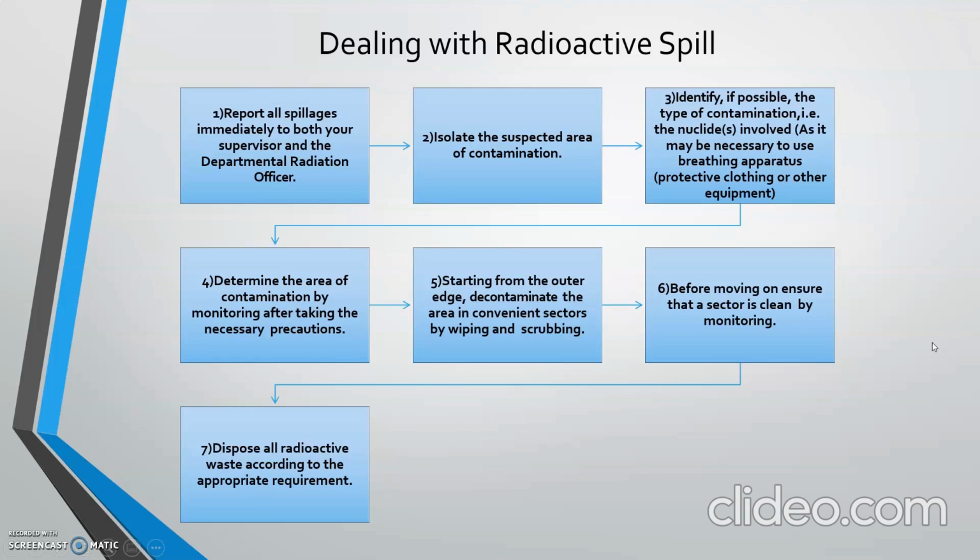For dealing with a radioactive spill, first you need to report all spillage immediately to both your supervisor and the departmental radiation officer, and then isolate the suspected area of contamination. Then identify, if possible, the type of contamination. Next, determine the area of contamination by monitoring after taking the necessary precautions. Then, starting from the outer edge, decontaminate the area in convenient sectors by wiping and scrubbing. Before moving on, ensure that the sector is clean by monitoring. And last, dispose of all radioactive waste according to the appropriate requirements.